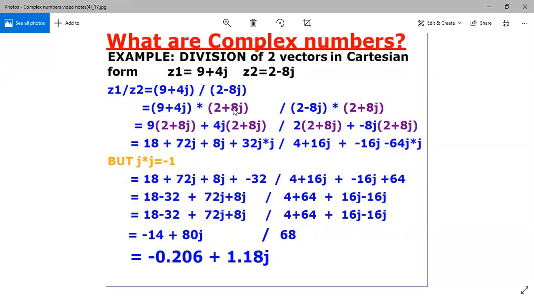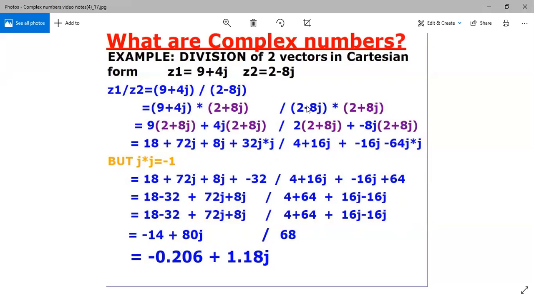So we expand the brackets out on the numerator and on the denominator. On the numerator, we have 9 times 2, 9 times 8j, 4 times 2, 4j times 2, and 4j times 8j. If you multiply the brackets out, we have 4 multiplications added together. We've got 18 plus 72j plus 8j plus 32j times j. 32 comes from 4 times 8, and the j times j, just leave that just now.